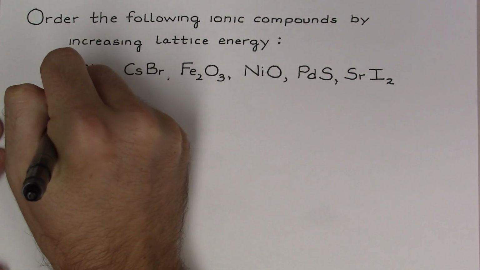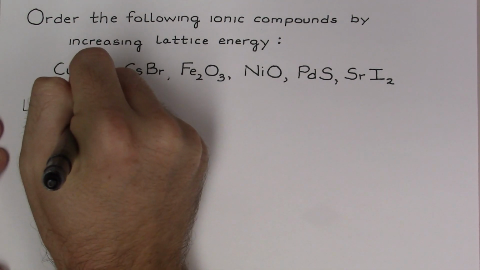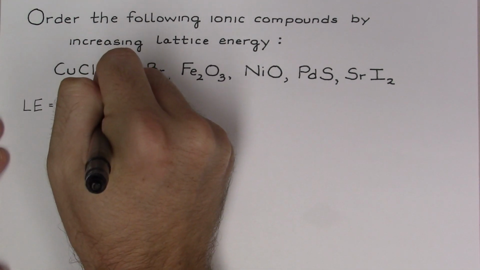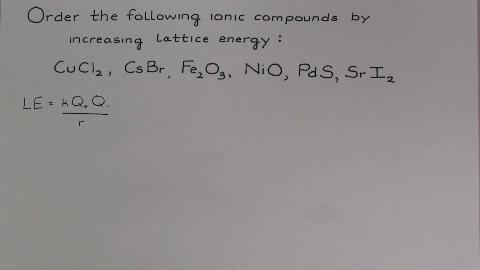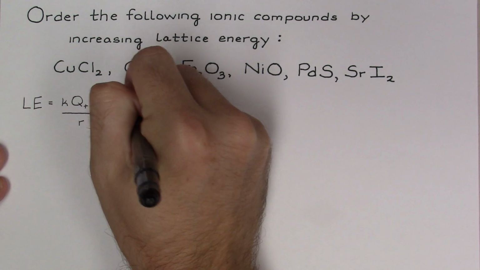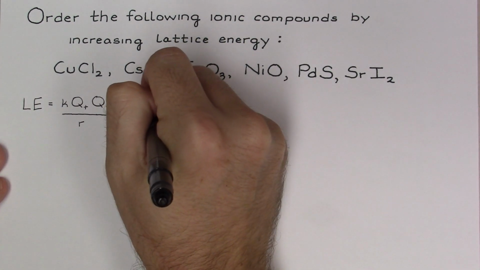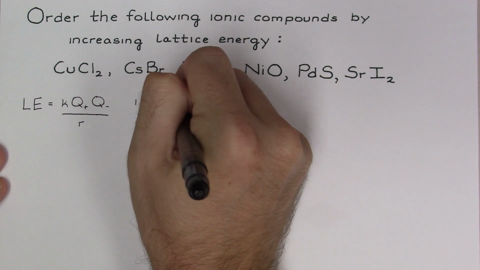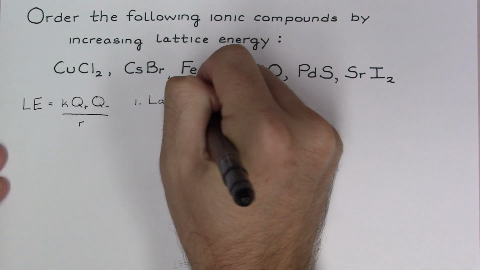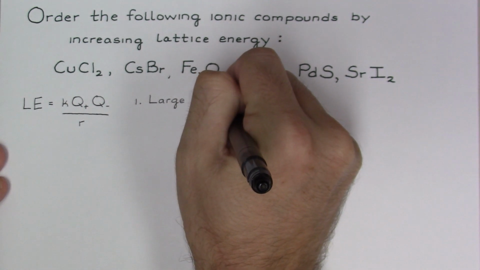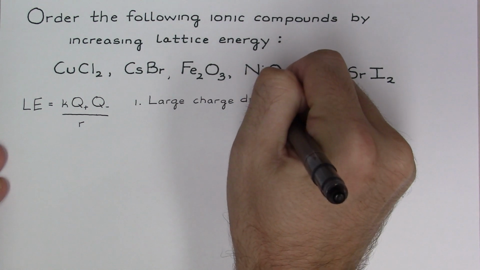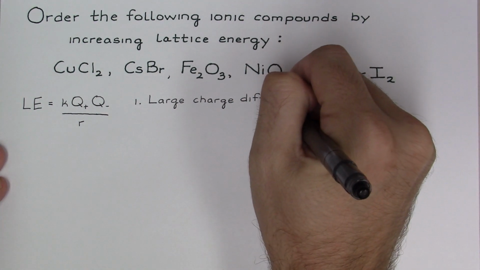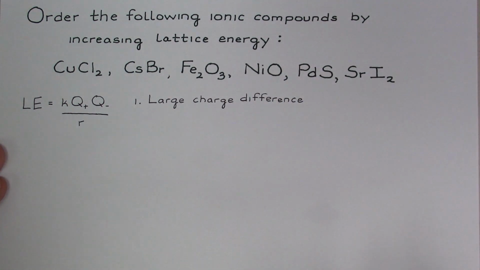The first thing you will want to do is think about the ideas of Coulomb's law. Coulomb's law said that the lattice energy is equal to a constant times the product of the charges over the radius. While we don't use the math, we can take two important general ideas from that equation. The first important idea is we want to look for large charge difference, because it will have a greater pull towards the atoms and we will get a higher lattice energy. So what we're going to want to do is organize and determine who has the largest charge difference.